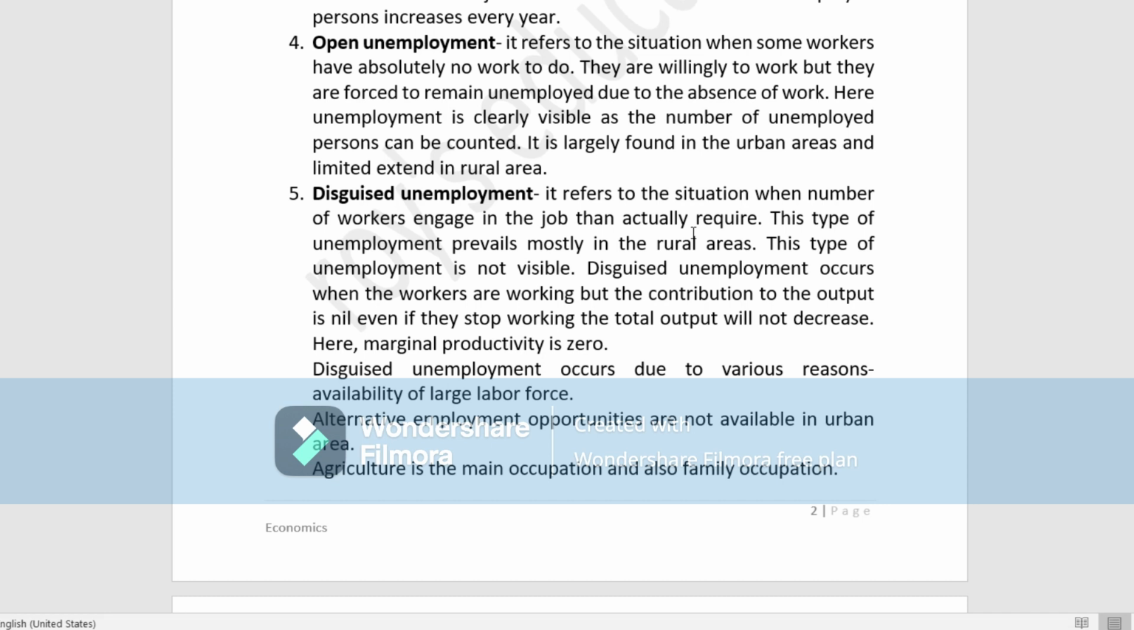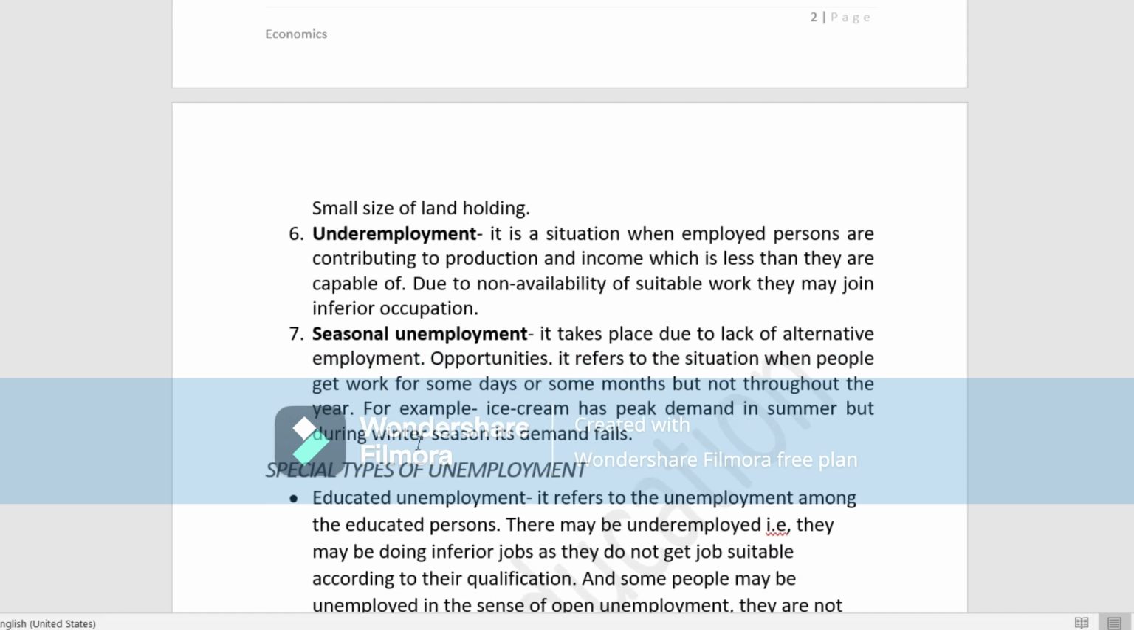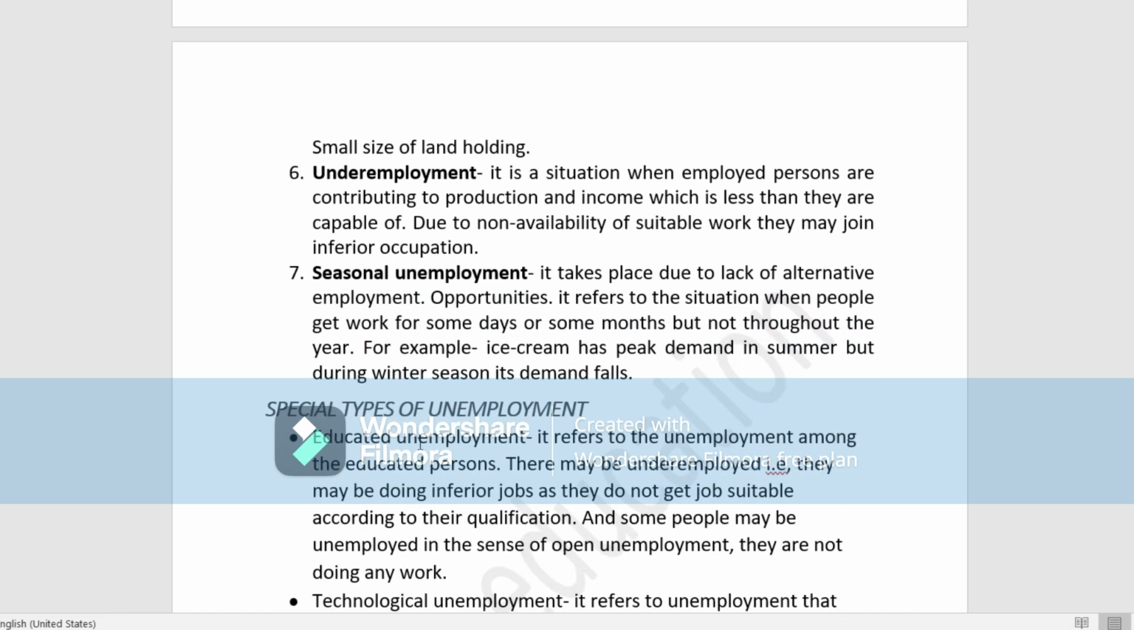This type of disguised unemployment may occur due to various reasons. What are the reasons? First, alternative employment opportunities are not available in the urban area. This is one of the reasons of disguised unemployment. Next, agriculture is the main occupation, and it is also a family occupation. It is the occupation of the father, then his son, then his grandson, and it continues like this. So when agriculture is the main occupation, this can lead to disguised unemployment. And third, small size of land holding.